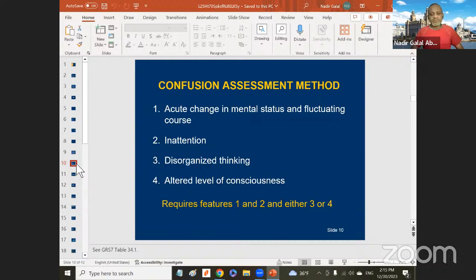So you need 1 and 2 out of these criteria, and then 1 of these. So you need to have an acute change in mental status and a fluctuating course. Inattention is important. So these are the 2 important components, and then any one of these 2, disorganized thinking or altered level of consciousness. These are the criteria basically for diagnosing delirium.